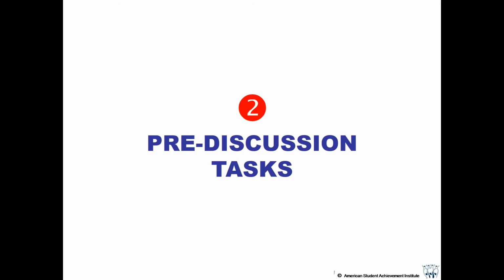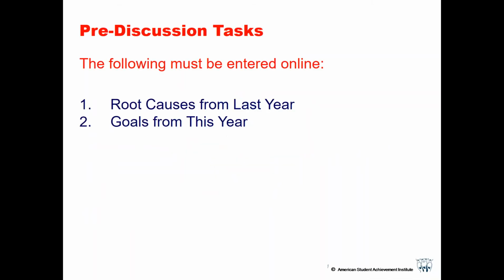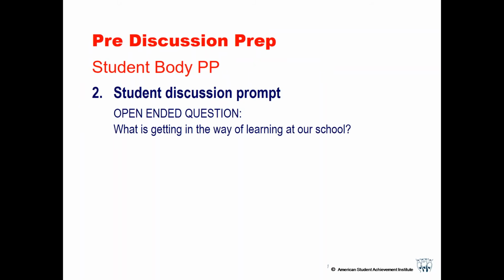So before you talk with your council this month about those root causes, there's a few things that we need to make sure that you've done. First of all, we need to make sure that your root causes are in our online system from last year. That should not be any problem. And then we also need to make sure that your goals from this year, your updated goals, are entered into the online system. So those would be the goals that you have in place for 2017-18, the ones that you've just finished updating.